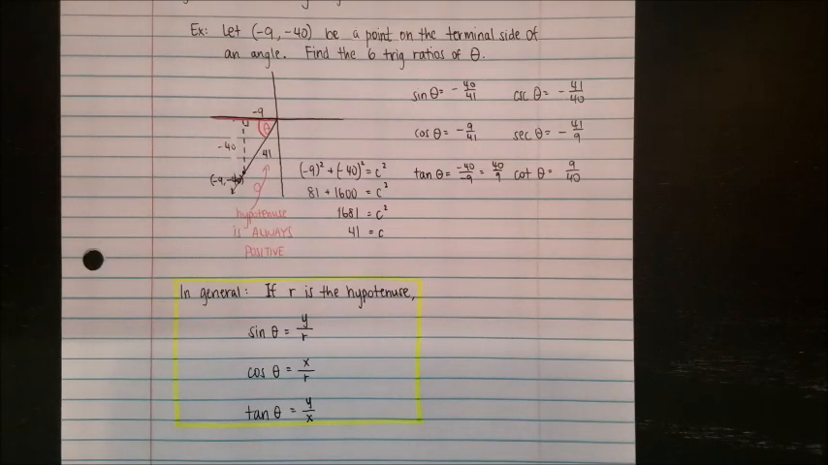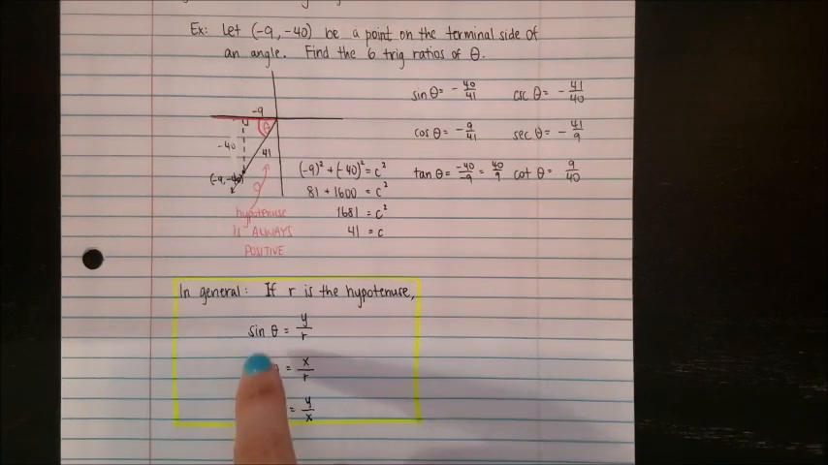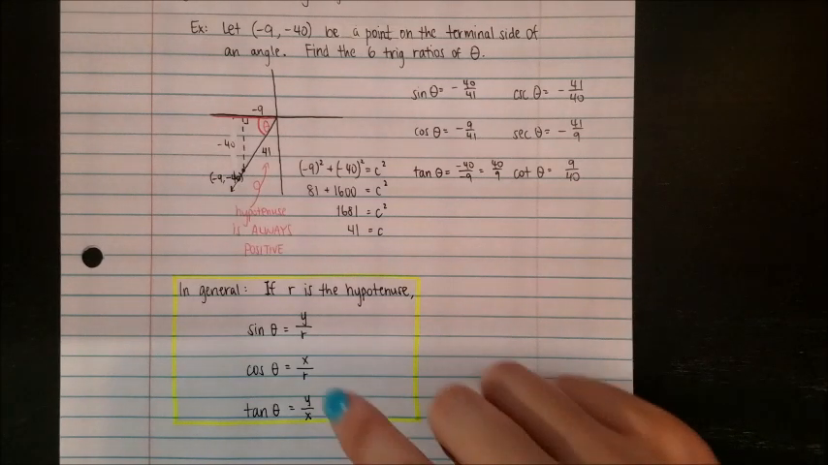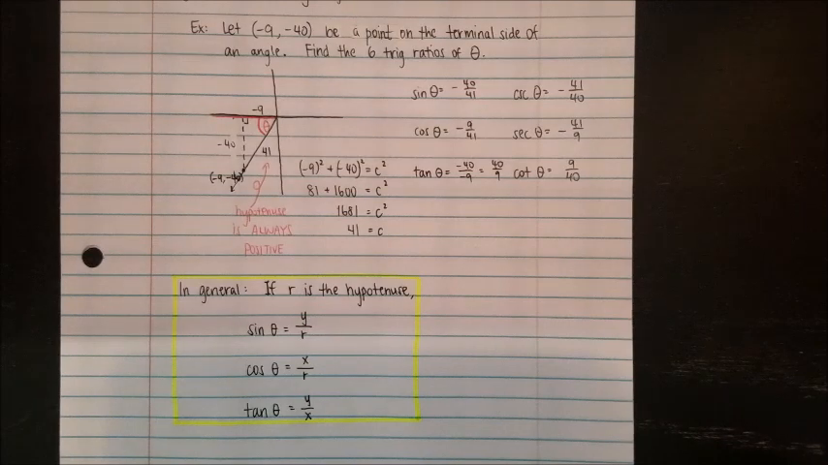In general, if we say r is going to stand for the hypotenuse, these ratios will always be how you find the trig ratios, where x and y are the x and y coordinates of the point. And that's it.